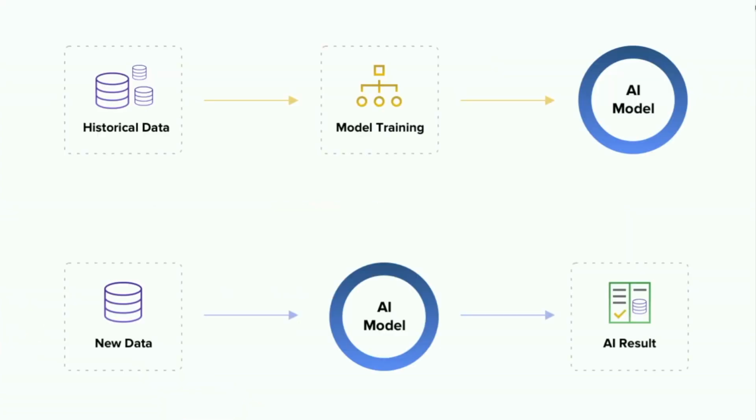AI really looks at the historical data and it does the model training, and you build an AI model. And then when new data comes in, you use the AI model and then you show a new result. It's like you learn from the past and then you become intelligent, and then when new stuff comes in, you apply that intelligence and then you derive a result, right?